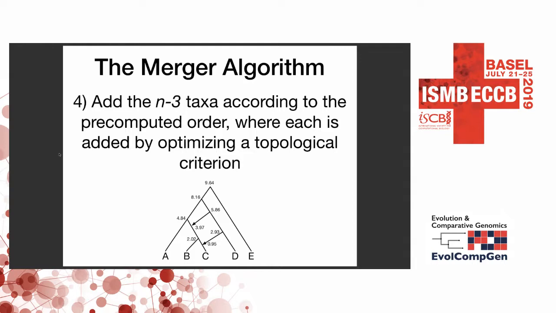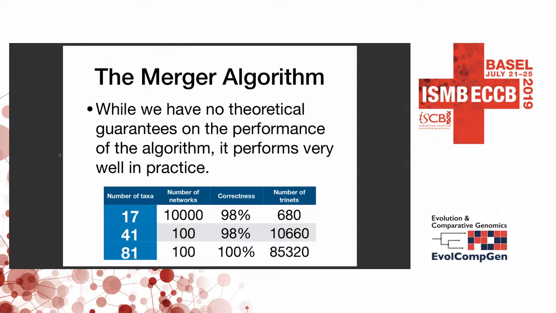For the merger algorithm, we don't have any theoretical guarantees. We don't have any theorem and proof that says this algorithm is correct. But we do experiments where we generated, for example, 10,000 networks with 17 taxa, 100 networks with 41, and 100 with 81. These numbers, the one is because we usually choose an outgroup, so it's really 80, 40, and 16. These networks were generated under a birth-death hybridization model, so they are very random and have some realism from a biological point of view.